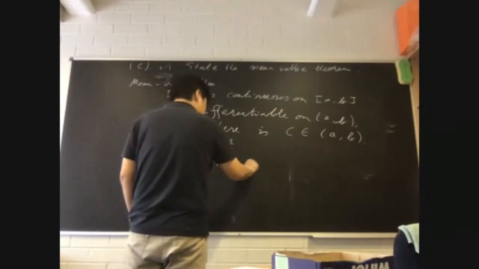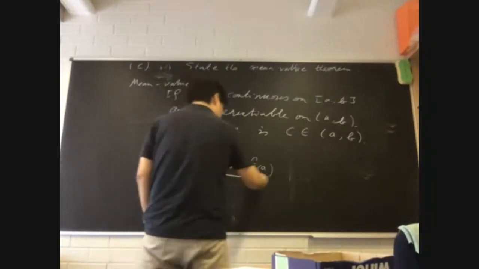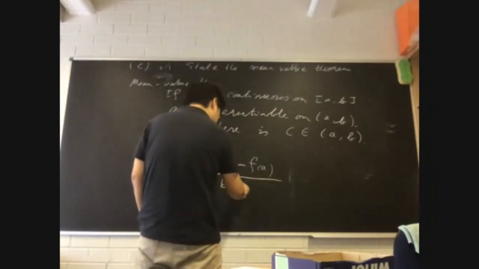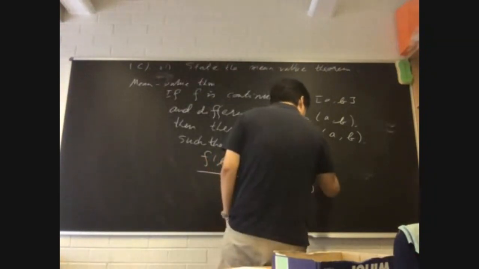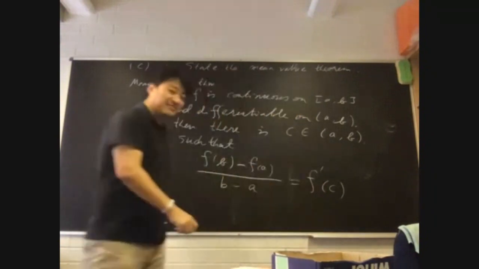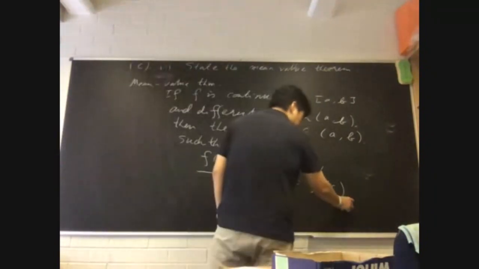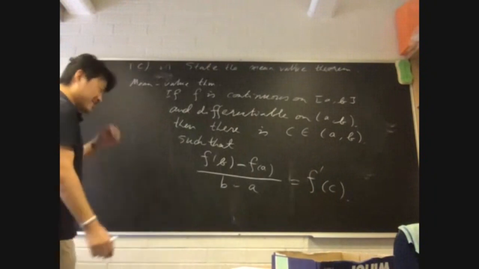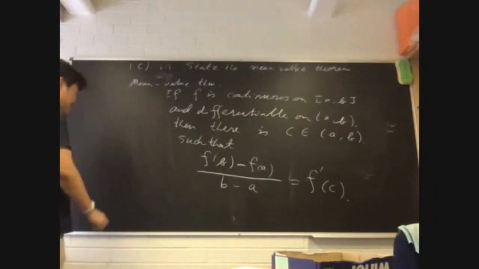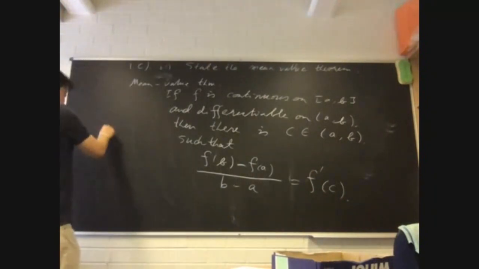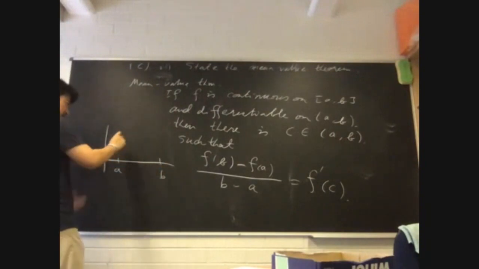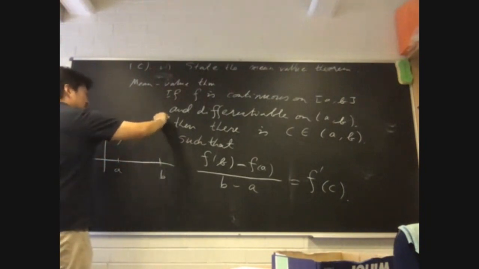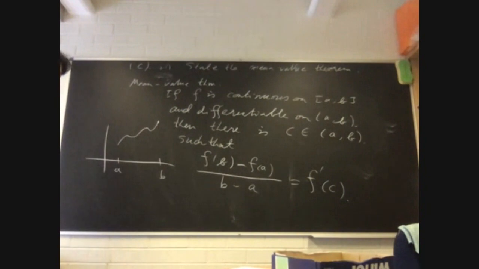f(b) minus f(a) divided by b minus a is exactly the same as the derivative of f at c. I'm sure you've seen this picture when you learn this theorem. That's your a, that's your b, and you have some function that's differentiable on the open interval between a and b. Suppose you have such a function here.